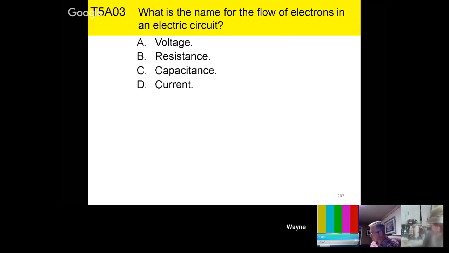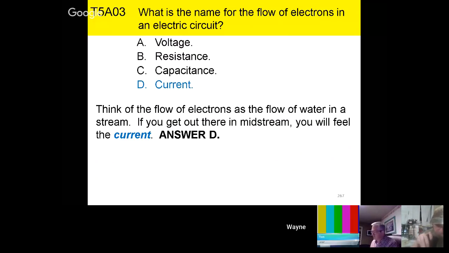What is the name for the flow of electrons in an electric circuit? Okay, we talked about voltage before, voltage being the electromotive force, the EMF, or the power behind the flow of electrons. And the name for the flow of electrons in a circuit is D, current. It's called current, which is measured in amps. We'll have that question here in a little bit. I just want to be repetitive so that we have a better understanding of this. So, when you think of a flow of electrons as the flow of water in a stream, if you get out there in midstream, you will feel the current.